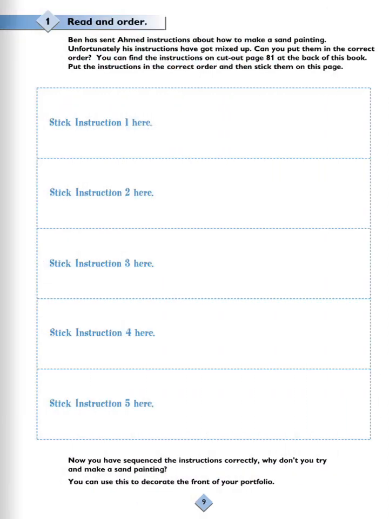Exercise number 1. Read and order. Ben has sent Ahmed instructions about how to make a sand painting. Unfortunately, his instructions have got mixed up. Can you put them in the correct order? You can find the instructions on cutout page 81 at the back of this book. Put the instructions in the correct order and then stick them on this page. Now, let's see the correct order of the instructions.